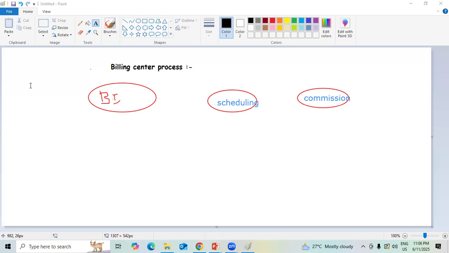The next one is the invoices part. This is where invoicing comes into the picture, because if you want to calculate any present as well as future invoices, everything is calculated over here.